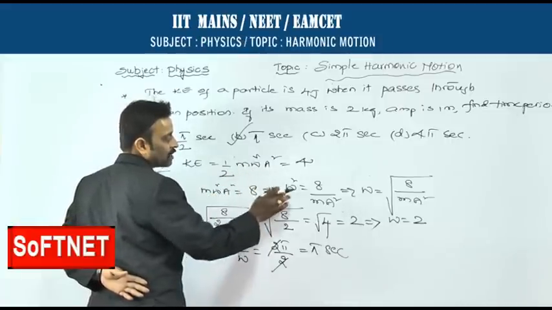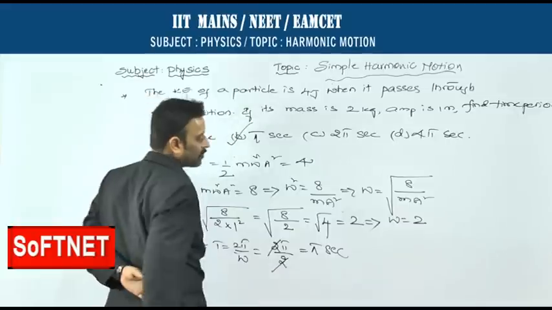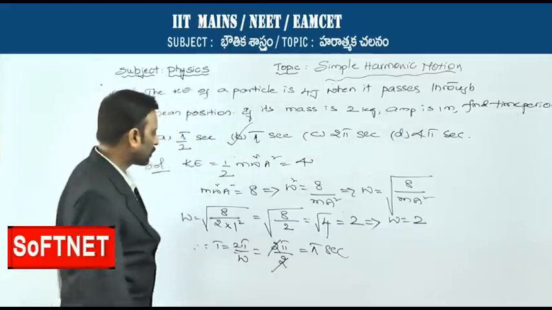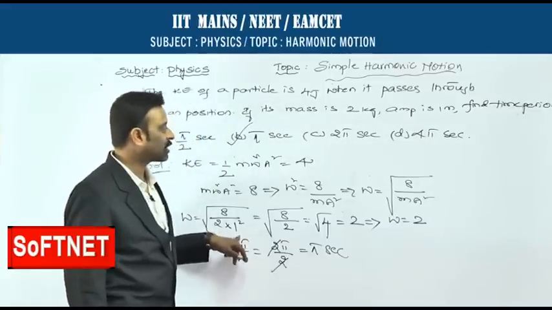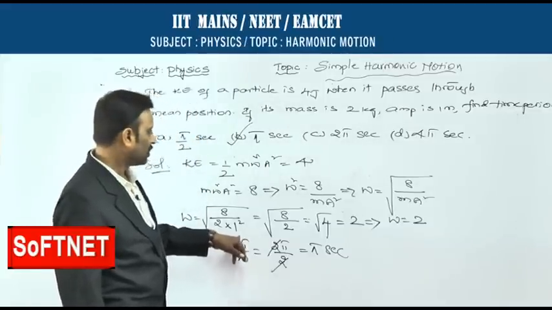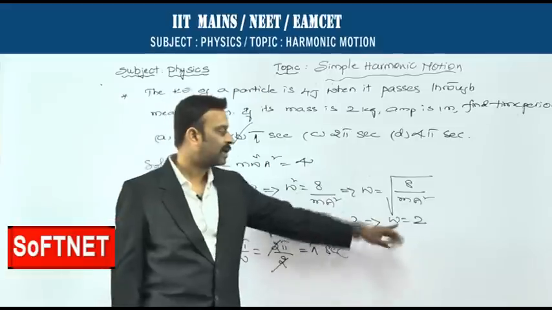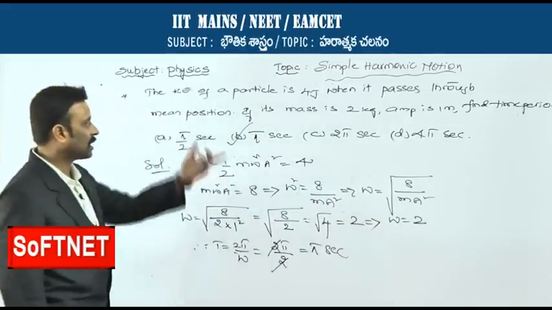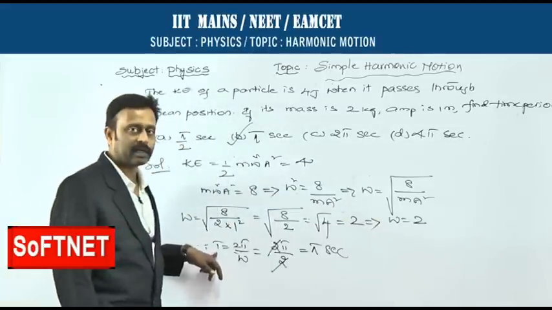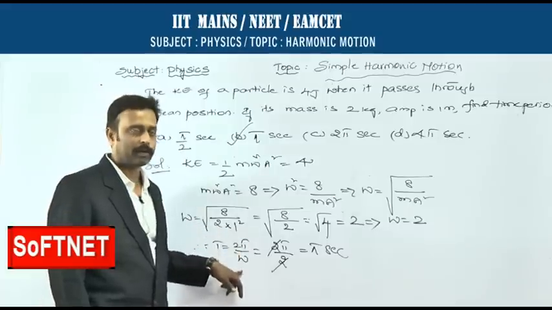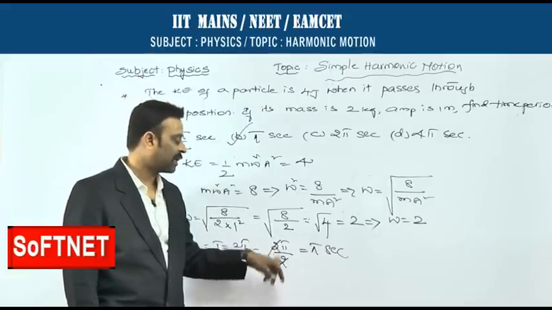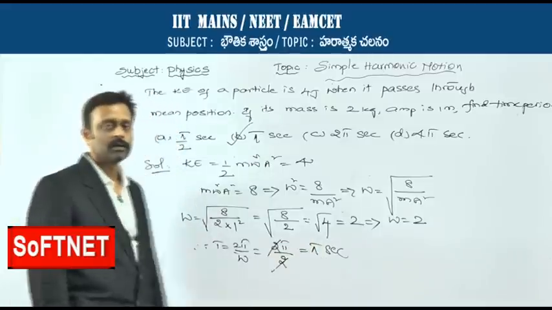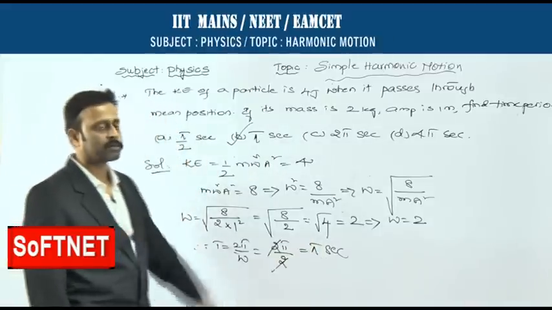From this, omega square is equal to 8 by m a square, omega is equal to under root 8 by m a square. Substituting the mass and amplitude as 1 meter, when you substitute and simplify, you are getting the angular velocity as 2. As you are asked to calculate time period, we know time period T is equal to 2 pi by omega. Substitute the value of omega and cancelling 2 in numerator and denominator, we are getting the value of time period as pi seconds. Second option is correct one.